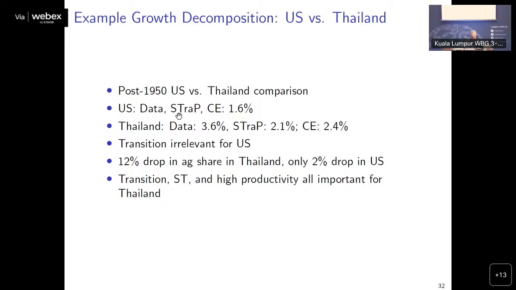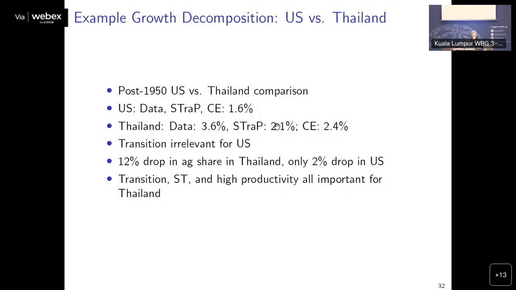post-1950. In the US, if you look at the data for those 50 years, close to 70 years, you look at the strap and you look at the competitive equilibrium that starts from the initial capital stock. They all predict 1.6% growth rate per year, which is consistent with the United States being on the strap, that the capital stock, any transitional dynamics are gone. But if you look at Thailand, you see 3.6% annual growth over that period, much higher than the US.